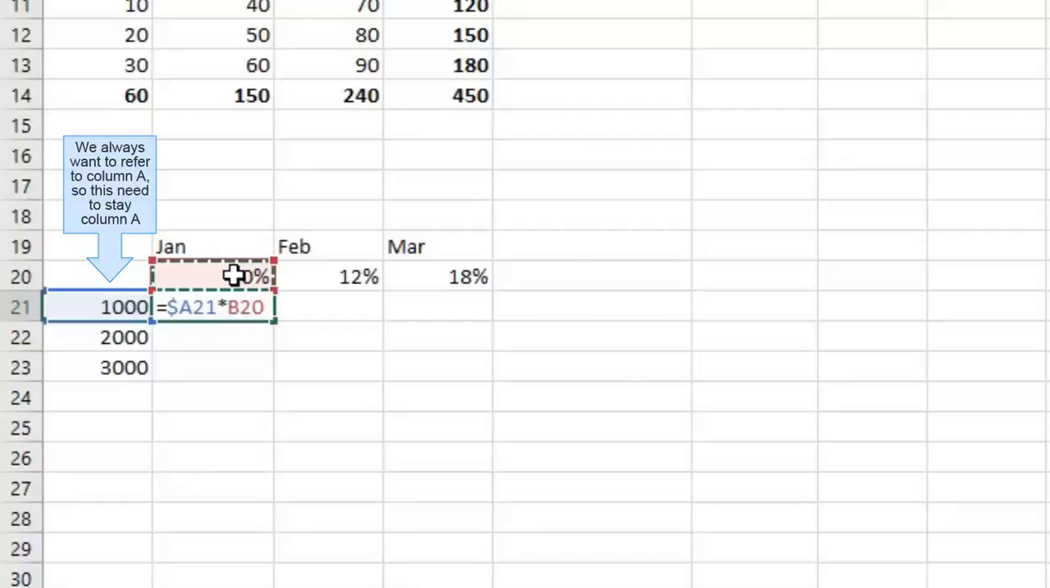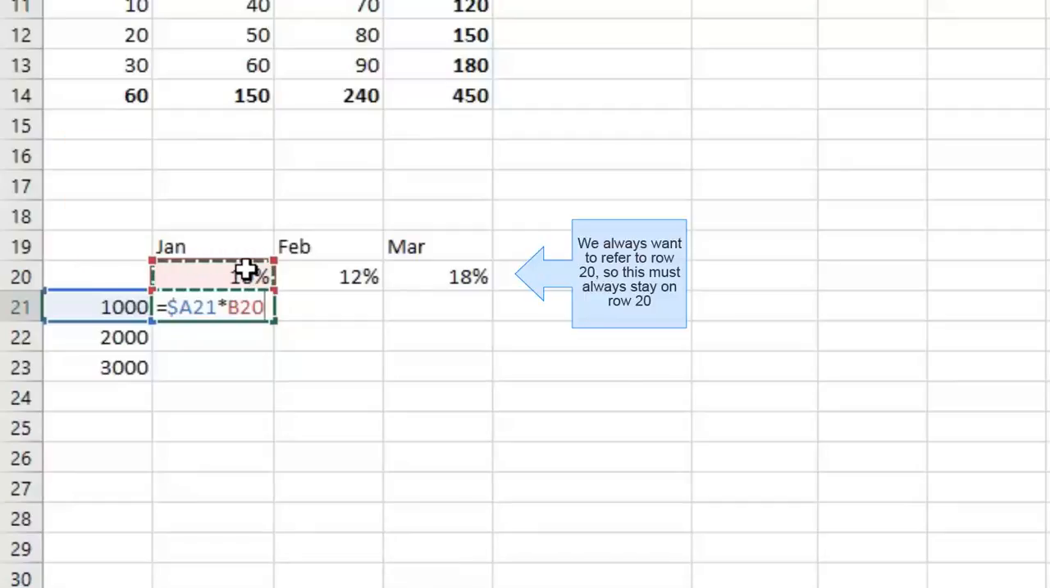Now, in this particular case, we don't want the row to shift. So in other words, it must stay on row 20. It mustn't go to 21, 22, 23. So I'm going to put a dollar sign in front of the row. So in this one, column A has been kept constant, and in this one, row 20 has been kept constant.